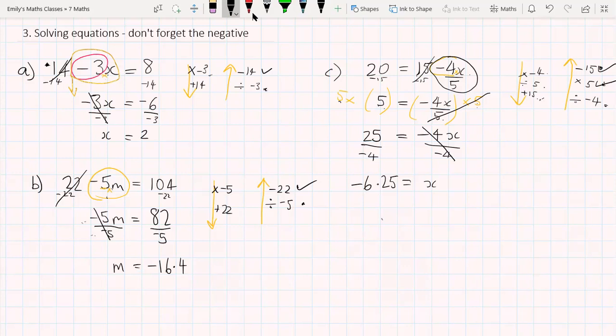And just for convention, we usually write the pronumeral first and then put the answer over the other side. And that's how we do these things when they've got the negatives in front. So they're a particular case, but the rest of the process is just the same.